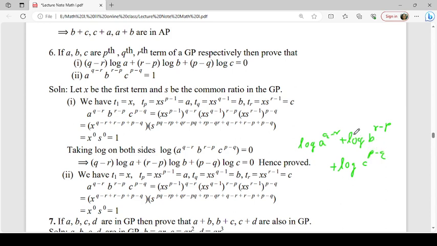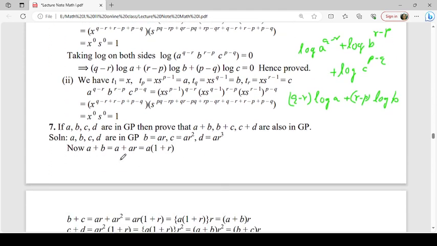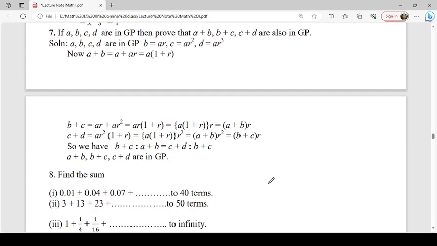And because these are indices, they come as coefficients, so it is Q minus R into log A plus R minus P into log B, plus P minus Q into log C, and the right hand side is 0. Then this is also a worked out example, you can see it.